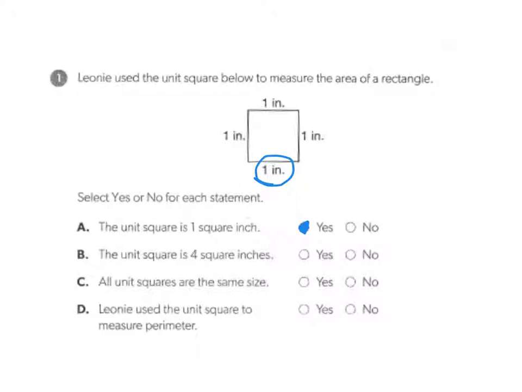The unit square is 4 square inches. Well, that would mean that the area is 4 square inches. So that would be no. All unit squares are the same size. That would be true. So yes. Leone used the unit square to measure perimeter. Well, if I look at my directions, it says that they used it to measure the area, so this would be no.